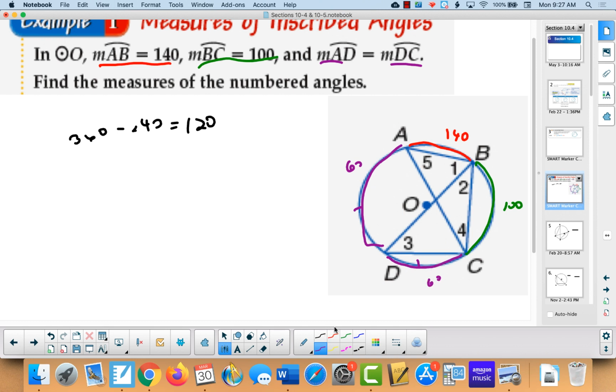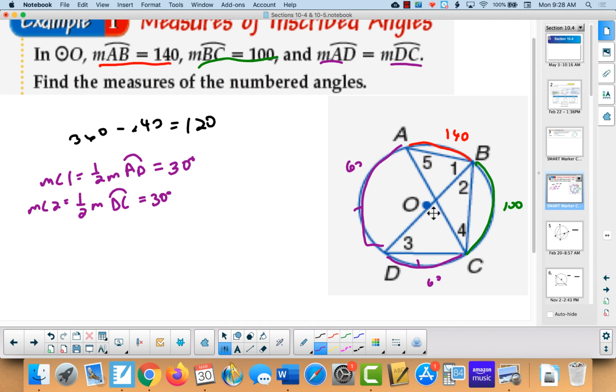So if we want the measure of angle 1, we can see that this is the intercepted arc for angle 1. So it's going to be 1/2 the measure of arc AD, or 30 degrees. To get the measure of angle 2, the intercepted arc for angle 2 is DC, because that's inside of angle 2. So the measure of angle 2 is equal to 1/2 the measure of arc DC, which is also 30 degrees.